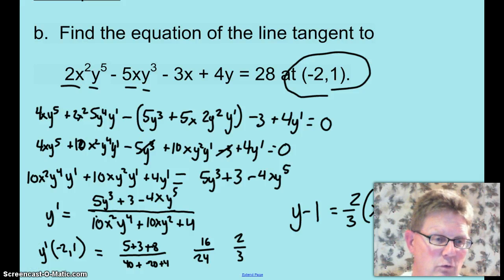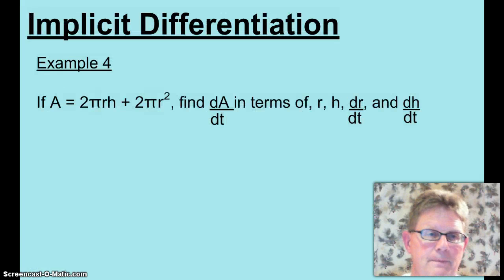Whew. Let's move on while we can. Okay, another way to do it instead of using primes is to use the Leibnizian notation, and that's what we're going to do. Find dA dt.